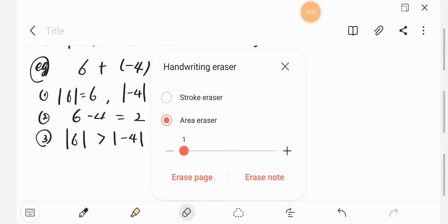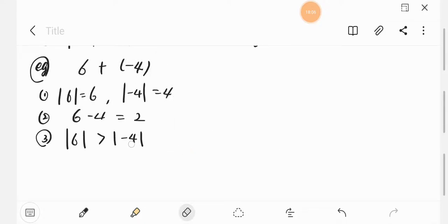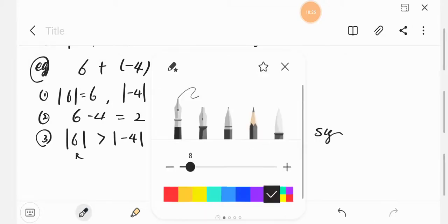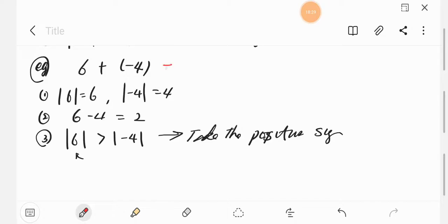So the absolute value of the first number is greater than the absolute value of the second number. So what do we do? We take the sign of the larger number, the larger absolute value. So take the positive sign, right? So the result is 2, and the sign of the larger absolute value is positive. So you don't have to put plus 2. So 2 is enough, right? Whenever the sign is negative, you put the negative, but if it's positive, then just leave it as it is.